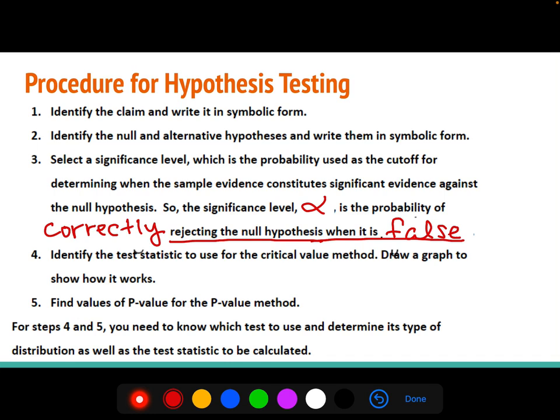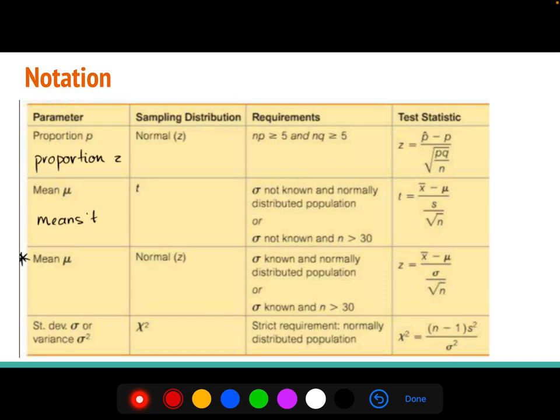Then we're going to identify our testing statistic to use the critical value method and find our values using the p-value method and go from there. So here's a little thing about notation.